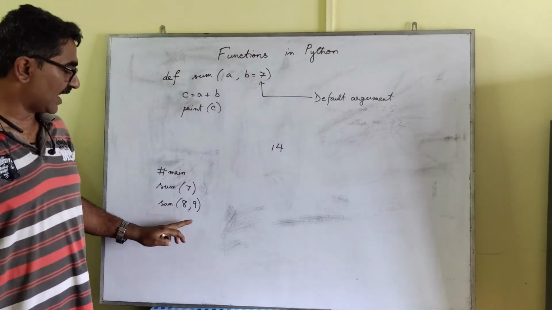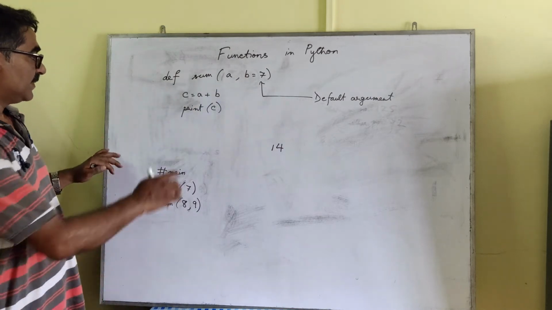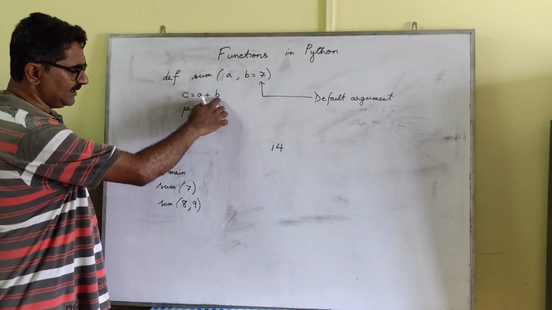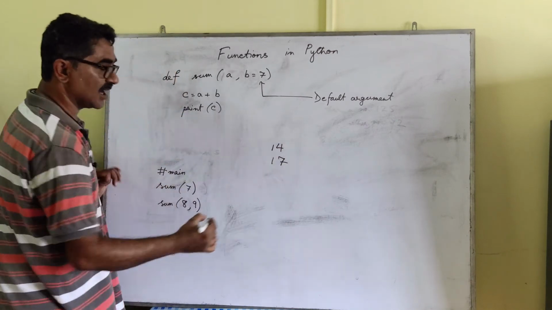It's going to assume the value 9. So a is 8 and b is 9. Now c is equal to 8 plus 9, that is 17. So print c, it's going to print 17. This is how it works.